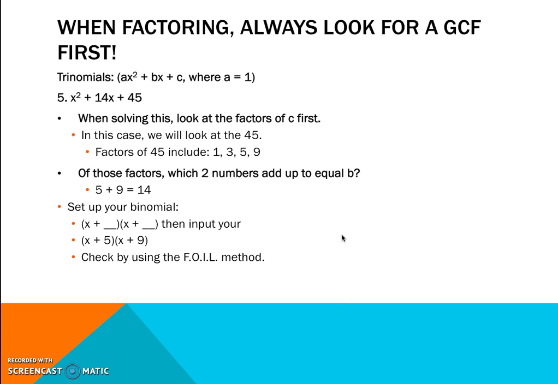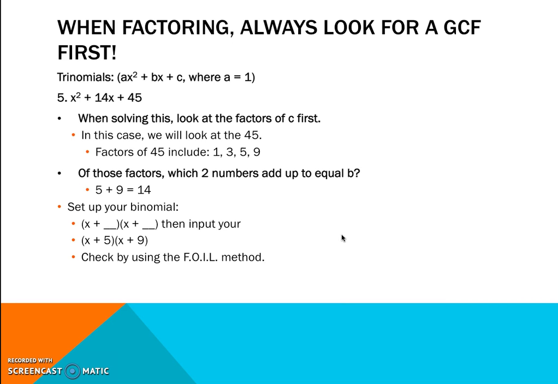When factoring, always look for a GCF first. Trinomials, ax squared plus bx plus c, where a equals 1. So we have number 5, x squared plus 14x plus 45. When solving this, look at the factors of c first. In this case, we would look at the 45. Factors of 45 include 1, 3, 5, and 9. Of those factors, which two numbers add up to equal b, your center number? That would be 5 and 9. 5 plus 9 equals 14.